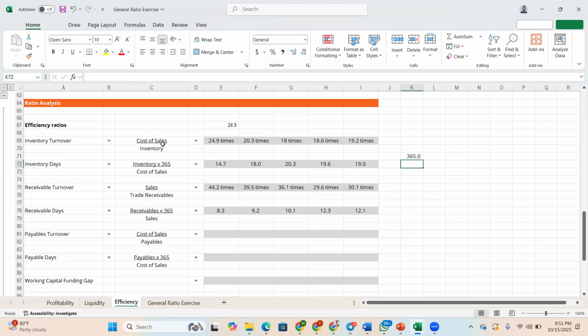So inventory turnover is saying, how many times will you change your inventory in a year? Inventory days is saying, how long will it take you to sell your inventory before restocking? So that is actually that.